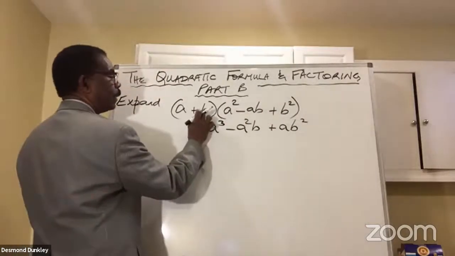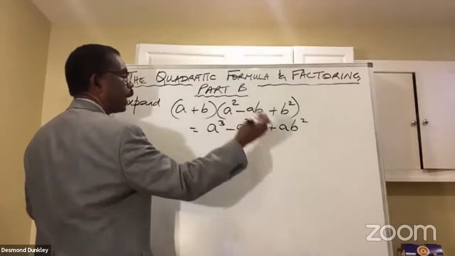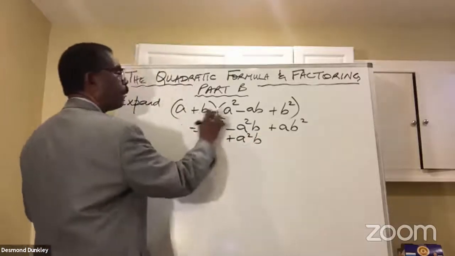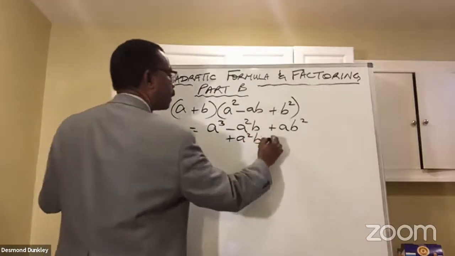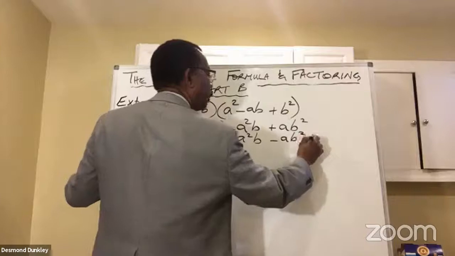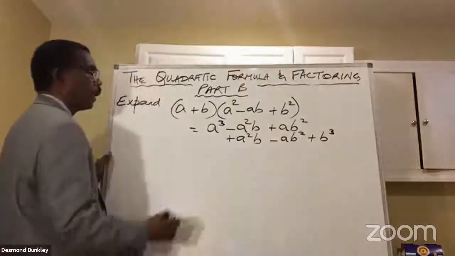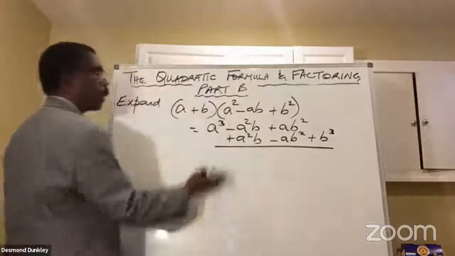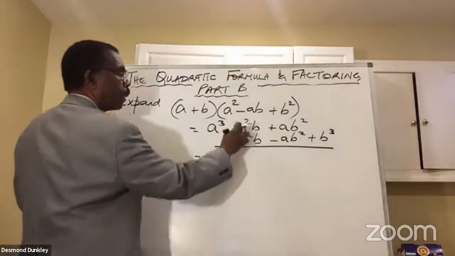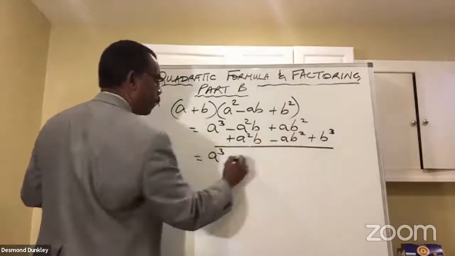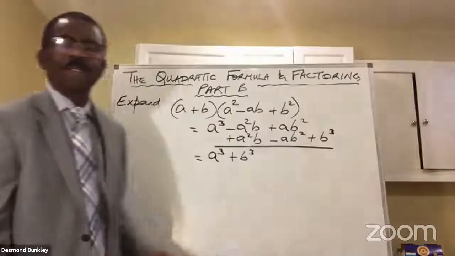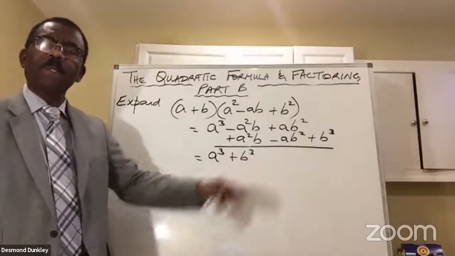Now we're going to multiply by this. B times a squared is a squared b. B times minus ab is minus ab squared. And b times positive b squared is b cubed. Combine like terms, we see this works out to be a cubed. This cancels, this cancels, plus b cubed. So this whole expression simplifies to just a cubed plus b cubed.